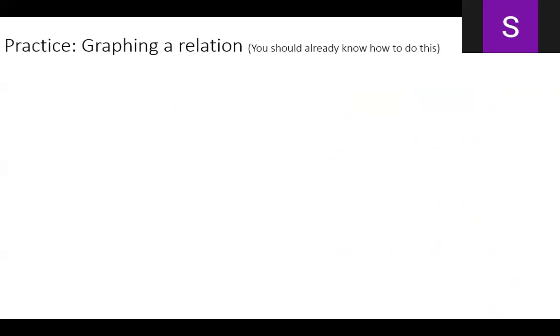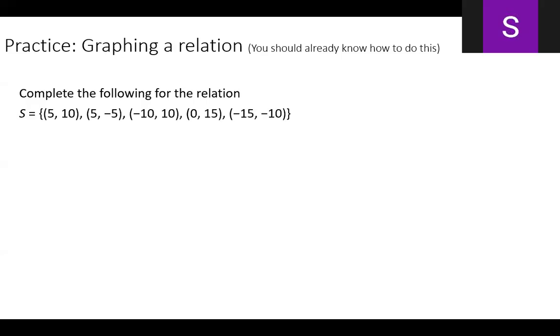All right. So graphing a relation, you should already know how to do this. You see I wrote it there? Okay. Complete the following for the relation. If I asked you to graph these points, could you graph these points? I would like to believe you could. So to make sure that we can, we're going to identify what quadrant they should fall in. Starting off here, what quadrant should (5, 10) be in? First quadrant, quadrant 1. (5, -5). (4, -10). (10, 2). (0, 15).